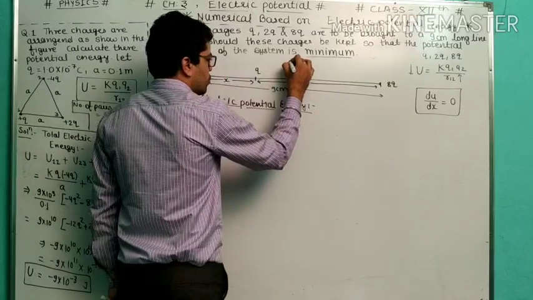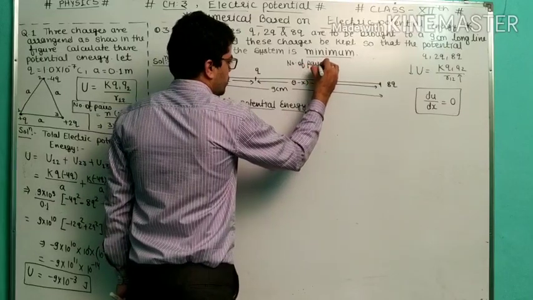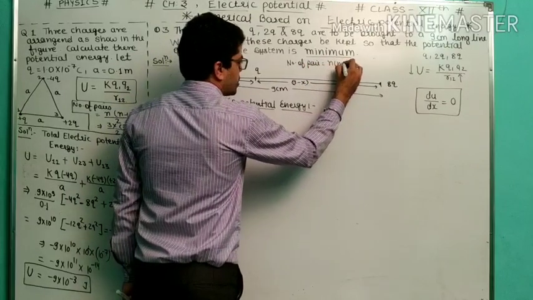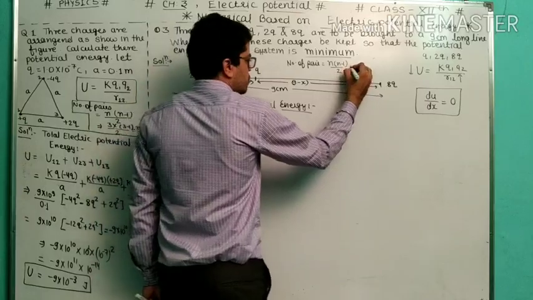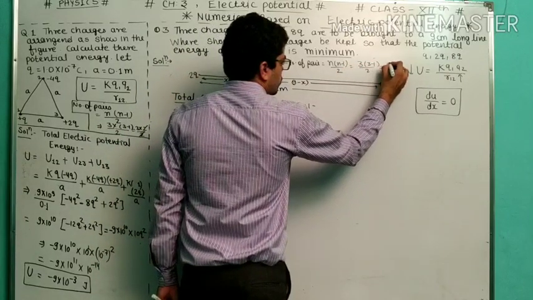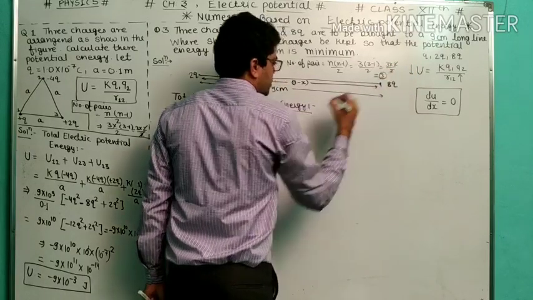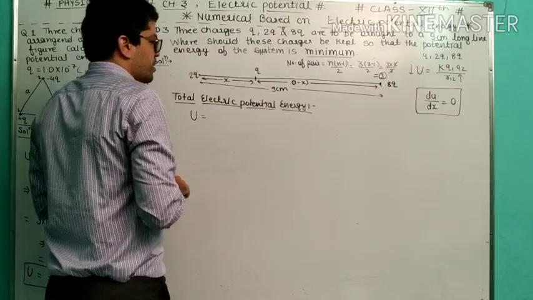3 charges. So the number of pairs, you have a formula: number of pairs is equal to n(n minus 1) divided by 2. So it is 3 and 3 minus 1 divided by 2, so 3 into 2 divided by 2. So how many pairs? 3 pairs.